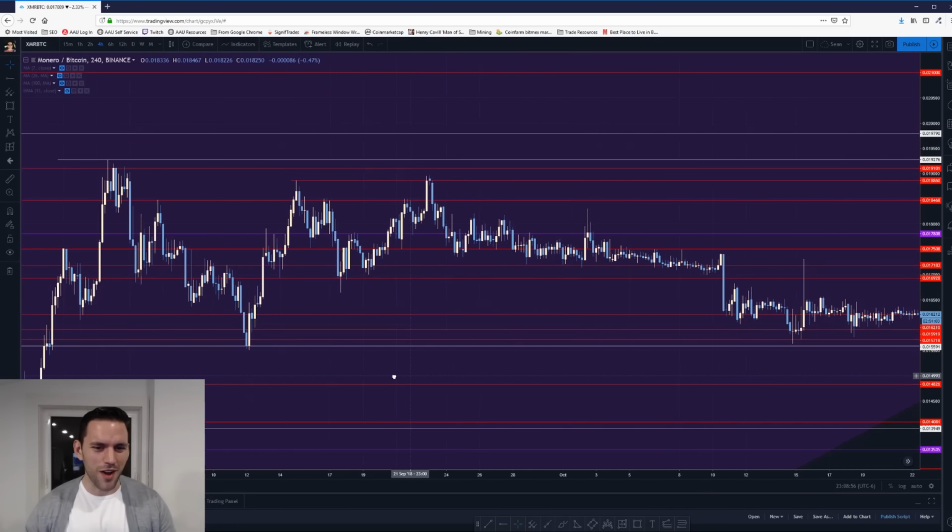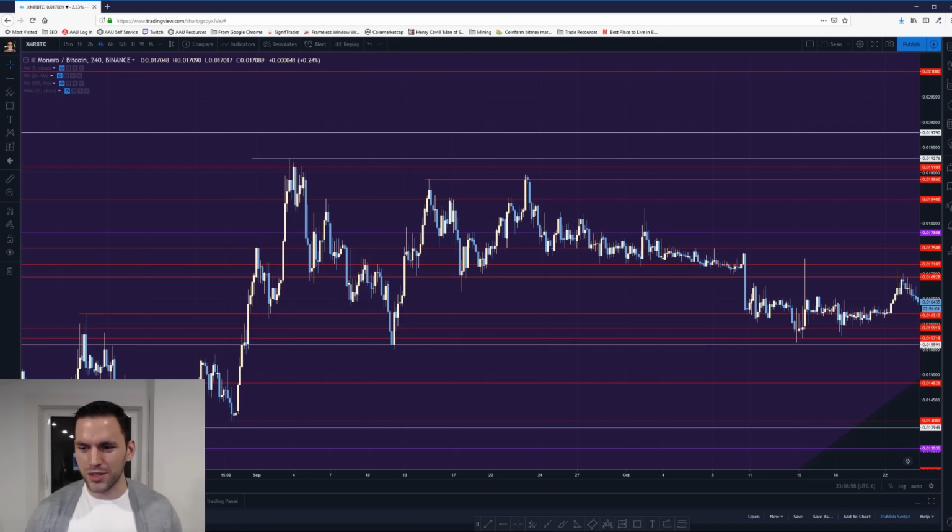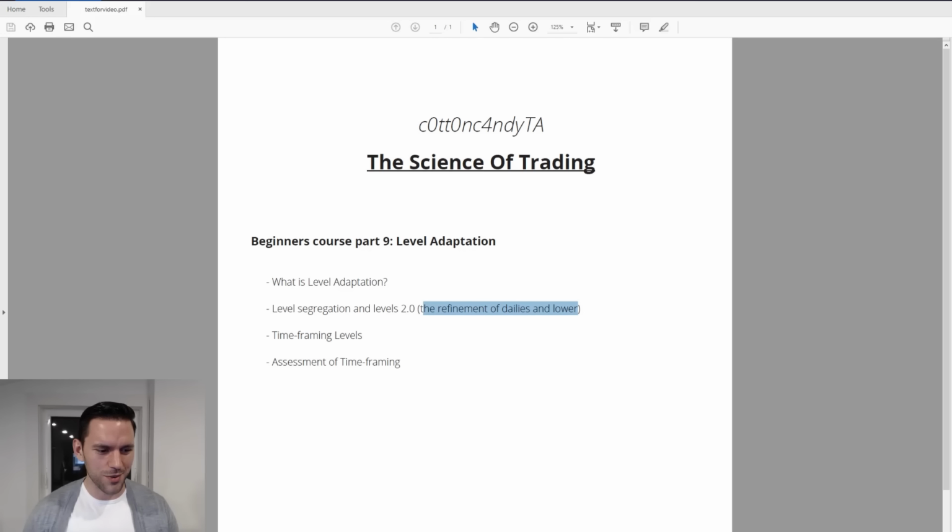Okay, let's move on. So that reduces a lot of this congestion with levels. That's level segregation and the way it works. We've kind of talked it to death now. Moving on, time framing levels. Now, this is something that's really interesting.